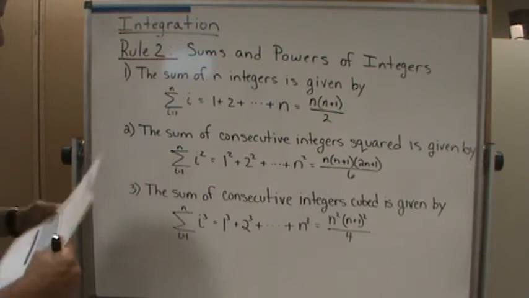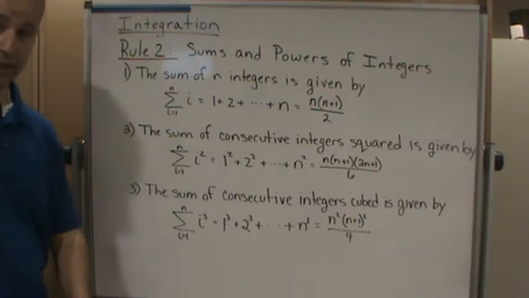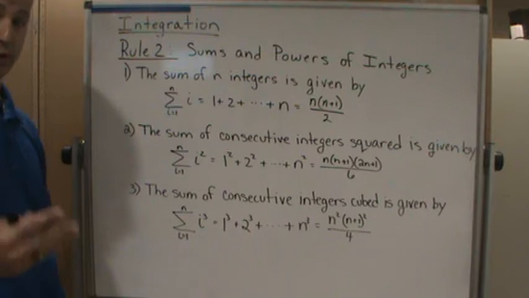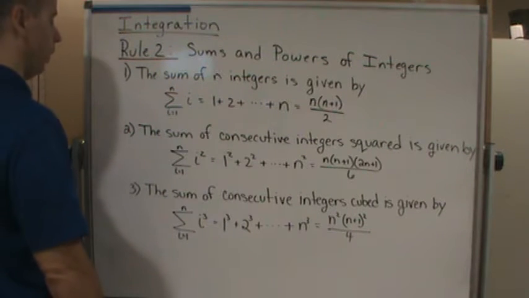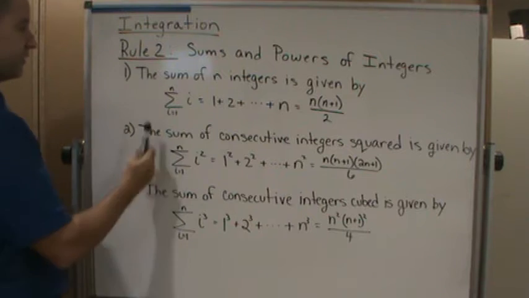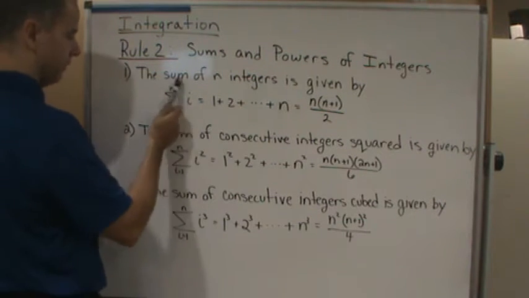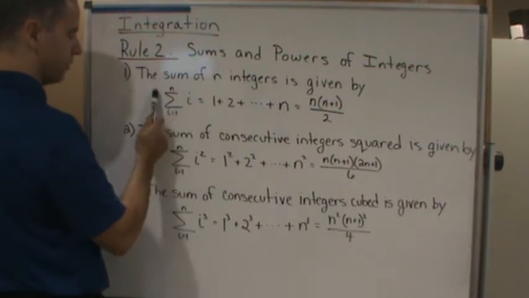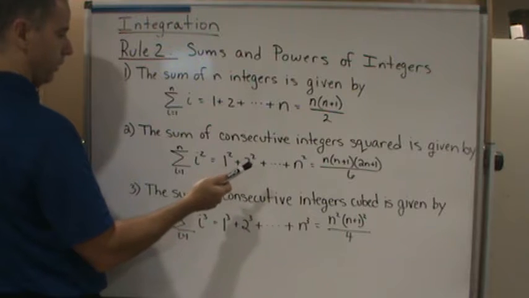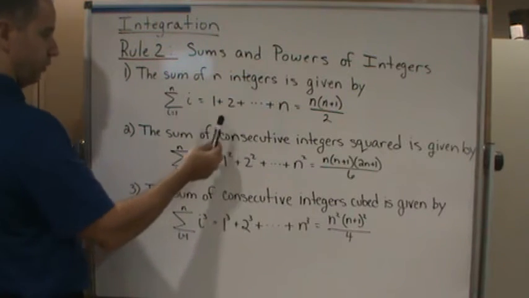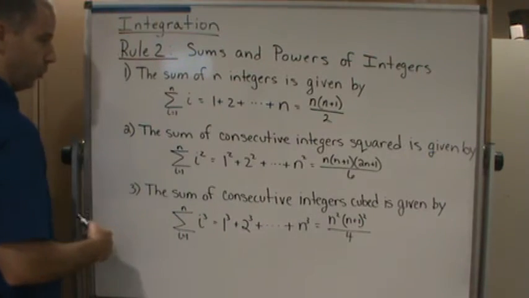I think it's useful also to know how to derive them, because by knowing how to derive them, you will understand them and know them. And it helps you remember them. Okay, so 1. The sum of n integers is given by this formula. So if I have the sum, and by the way, this is how we would represent the sum of the first n integers, consecutive integers, we would use this formula, n times n plus 1 divided by 2.